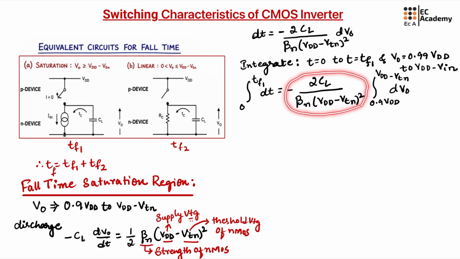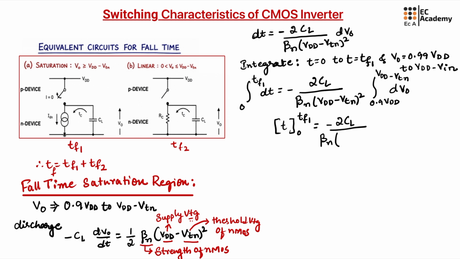That's why we'll take it outside the integration. So if we integrate both sides, we'll get t between the limits 0 to TF1 equal to minus 2CL divided by beta n into (VDD minus VTN) whole square. So if we integrate dV0, we'll get V0. So we can write V0 between the limits 0.9 VDD to VDD minus VTN.